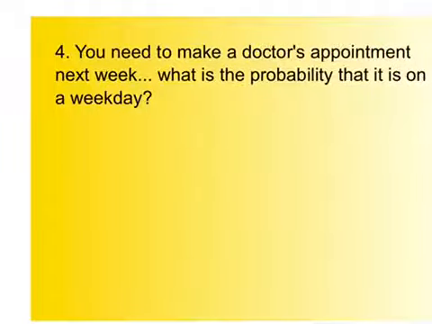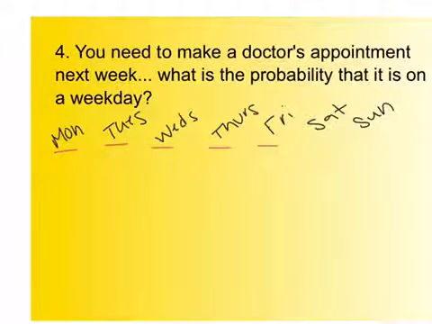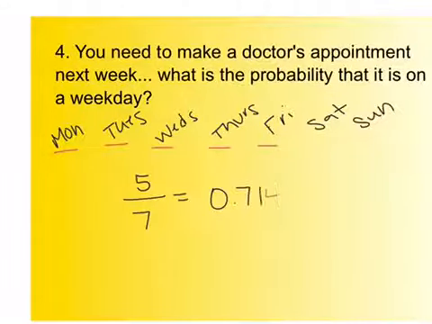Number 4 here, you need to make a doctor's appointment next week. So we want to find the probability that it's on a weekday. Well, think of your days. We got Monday, Tuesday, Wednesday, Thursday, Friday, Saturday, and Sunday. I want it to be on a weekday. So if I'm looking at my weekdays, that's going to be my Monday, Tuesday, Wednesday, Thursday, or Friday. So 1, 2, 3, 4, 5 of those days would make me happy because I want it on a weekday. And there are 7 total. Plugging that in, I get 0.714.